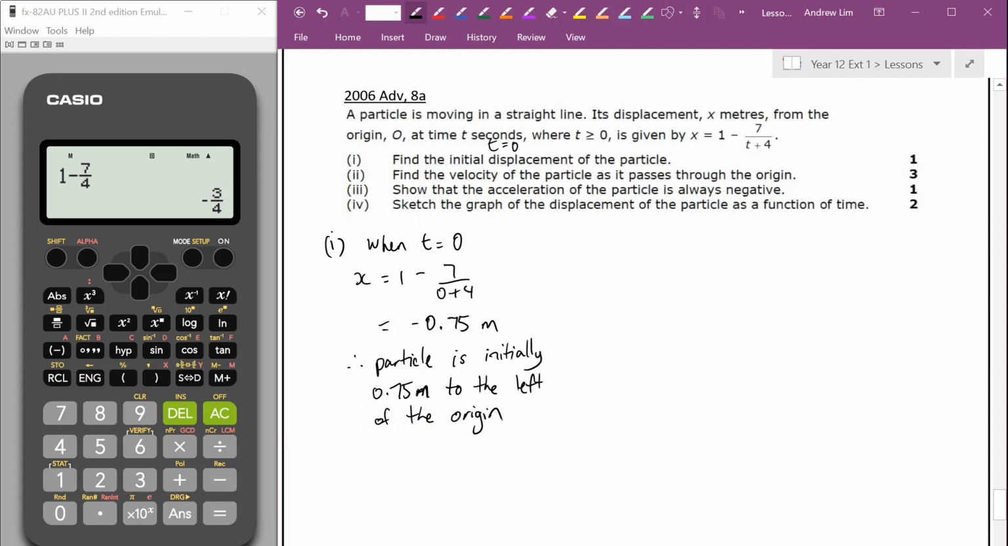Alright, part 2. Find the velocity of the particle as it passes through the origin. So we need to know when the particle is at the origin, and then we can work out the velocity. So the origin is when x is 0.